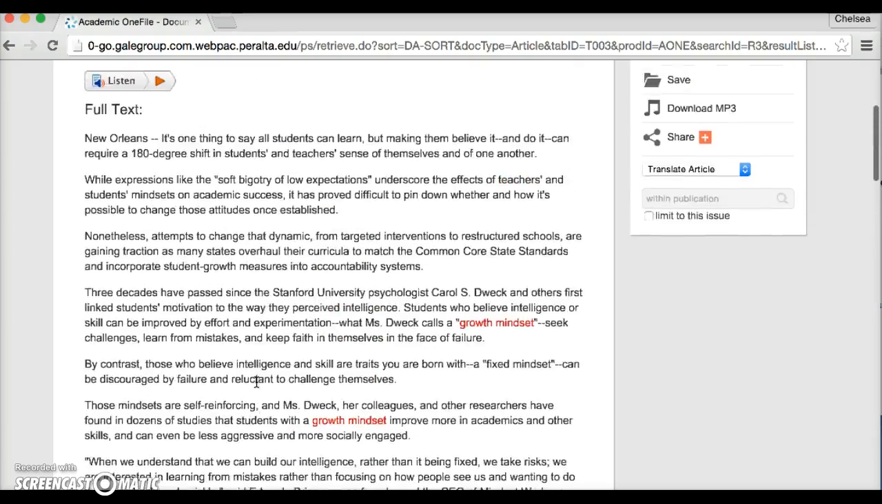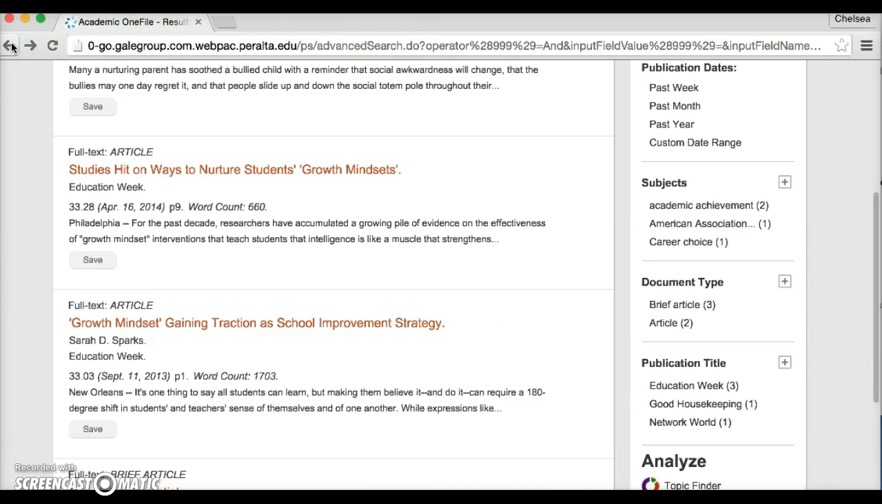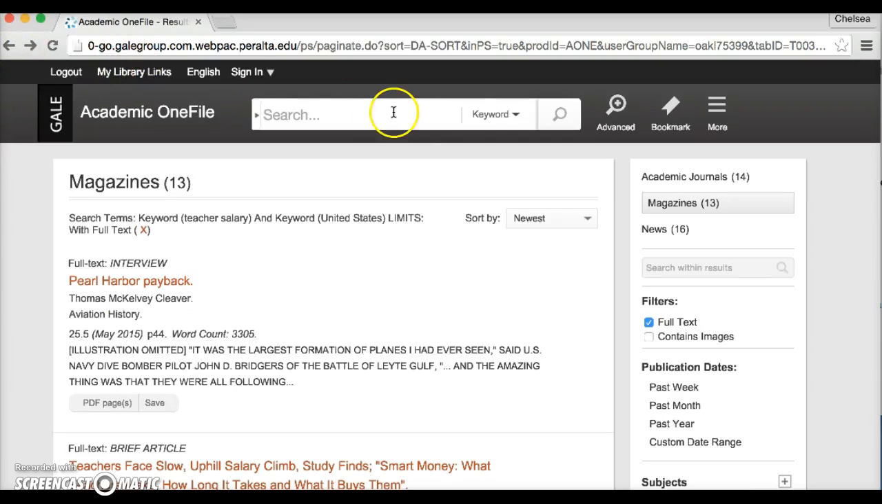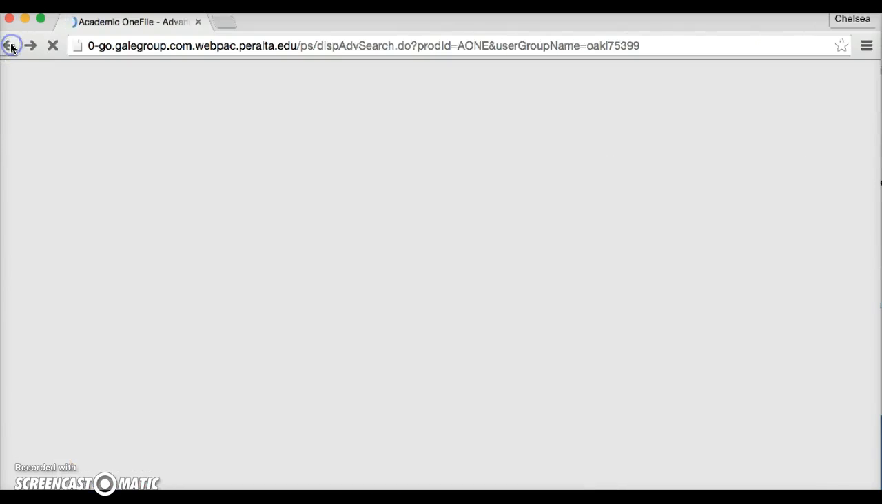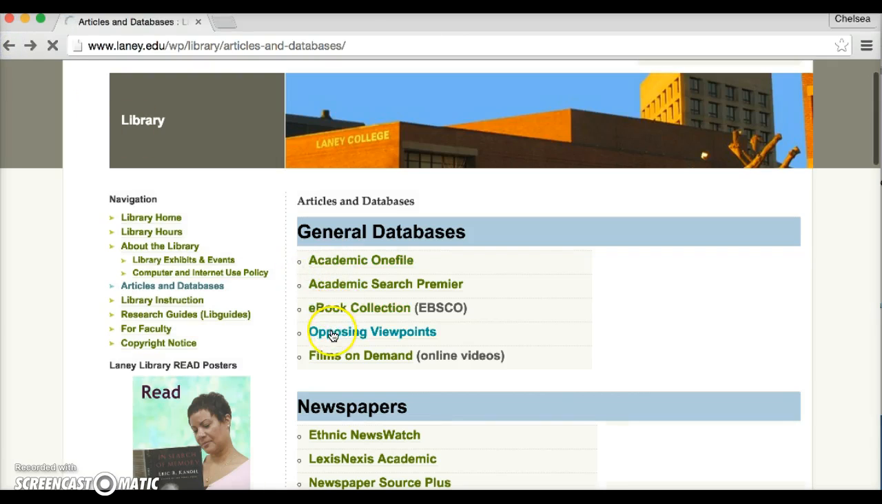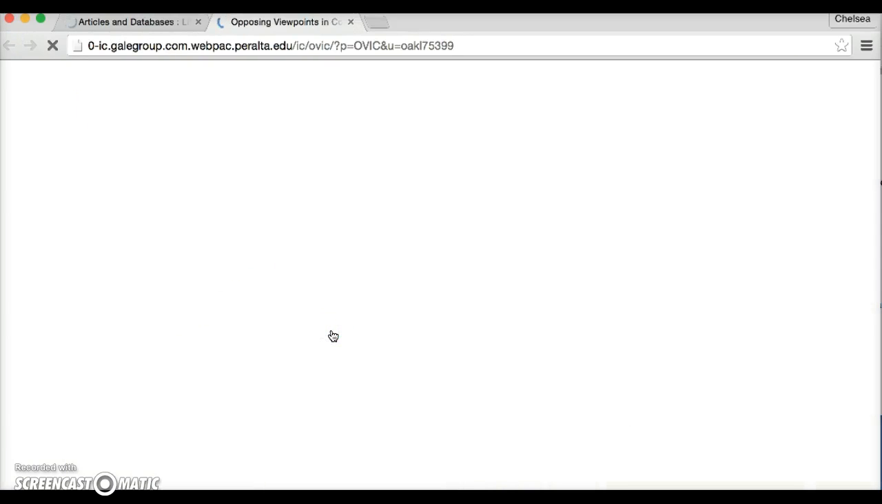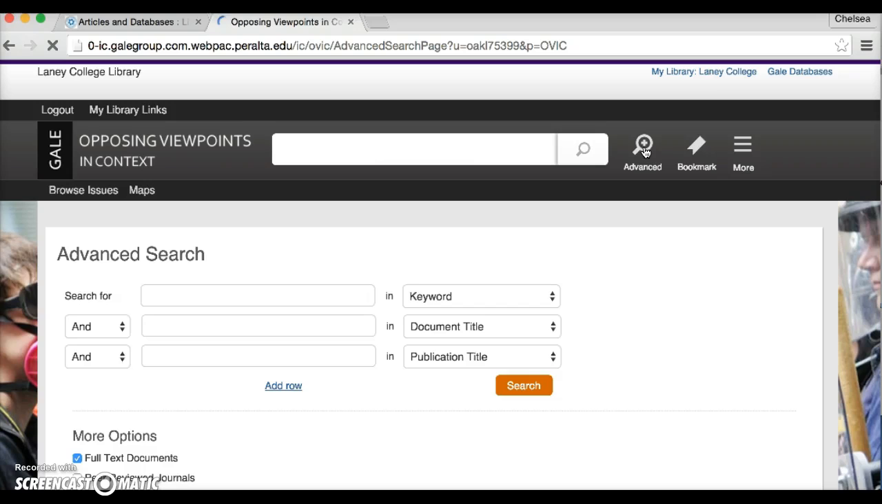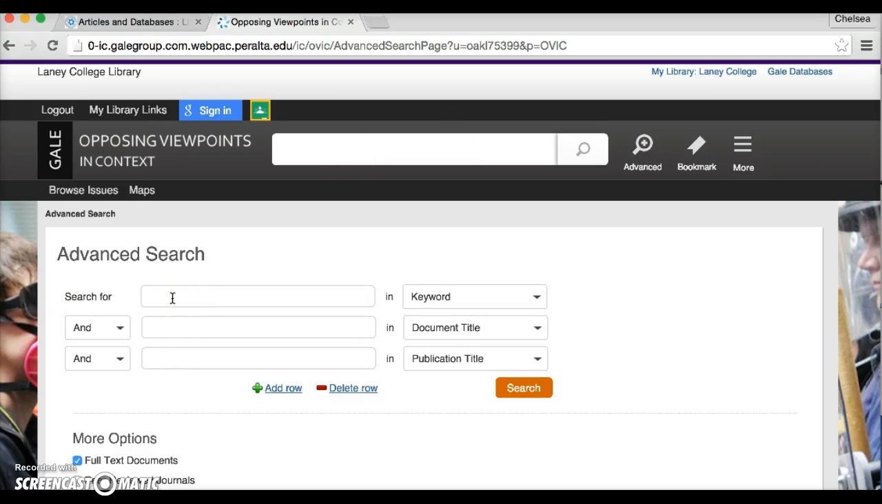All right, hopefully this helped. Again, you can use Academic OneFile. You can also use, how do I get back there? Let's see. You can also use Opposing Viewpoints. In this specific database, you're going to be doing the same type of thing, advanced, trying out different keywords, test scores, United States, or maybe NCLB, effects, something like that.